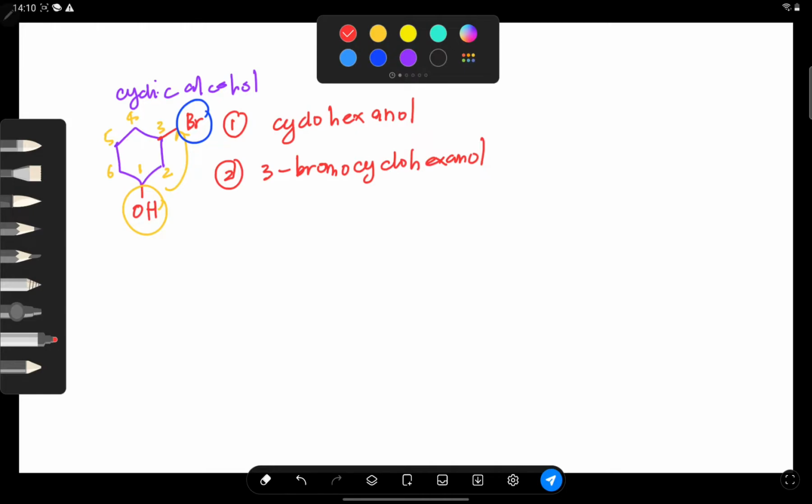So if the location is at number 1, no need to put 1 here. Or if you put it also, I will accept your answer. But normally we don't put it if the location of the functional group is at location number 1, except if the location is more than 1. Number 2, 3, 4, 5 and 6, you need to put the location. So, 3-bromocyclohexanol.